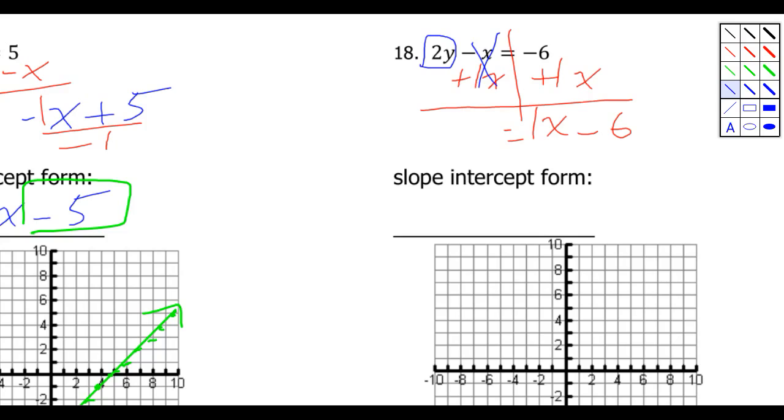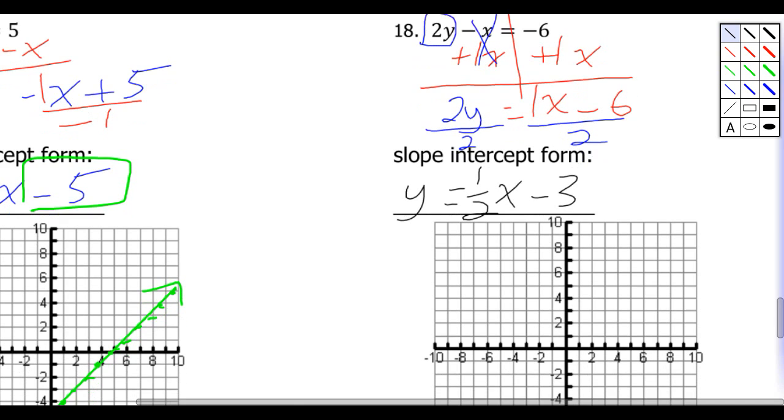So I get 2y. Well, I've got to divide by 2 to get y by itself. Now, 2 does go evenly into 6, so I get a minus 3 at the end. I get y by itself. I know I'll have an x in there, but 1 divided by 2 is 1/2. Now remember that we like having it as a fraction because we can say rise over run.